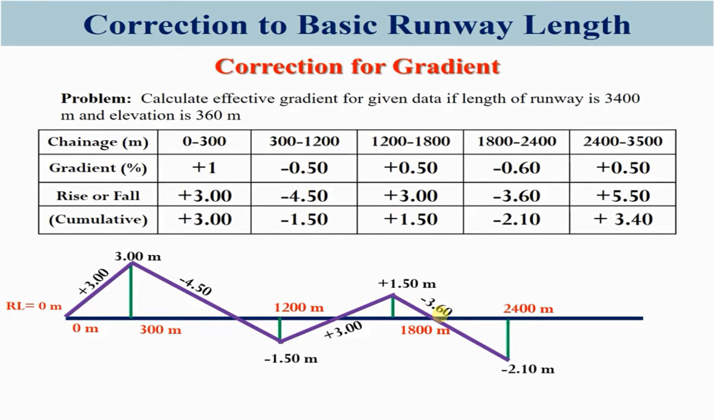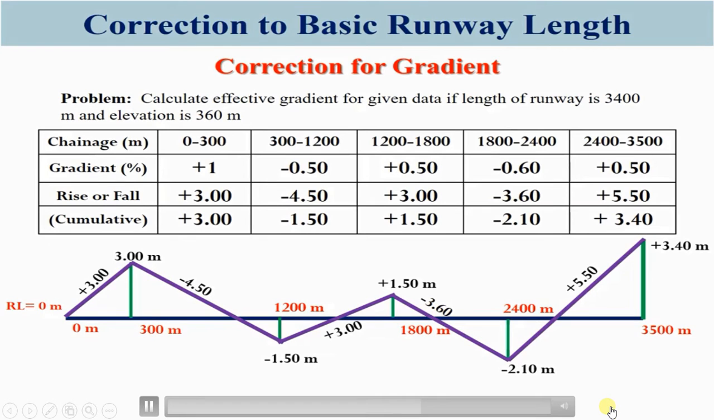And in the end, from 2400 to 3500, I am having a total rise of 5.5 meters. So from 2.10 negative, I will get a rise of 5.5 meter. And when I reach 3500, I am getting a total rise of 3.40. Is it clear? So from here, what you can see, my maximum value is 3.40 positive and my minimum value is 2.10 negative.